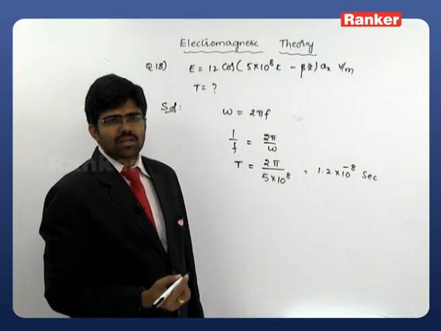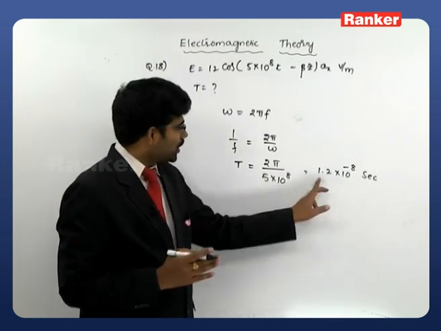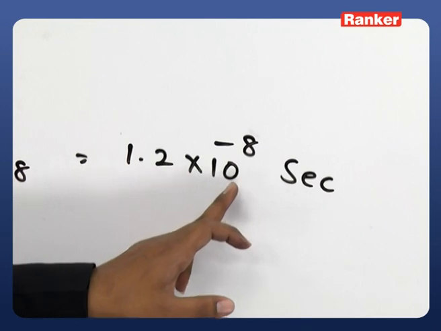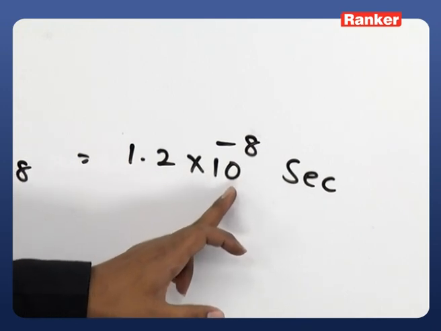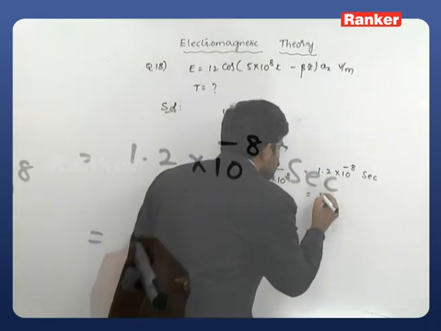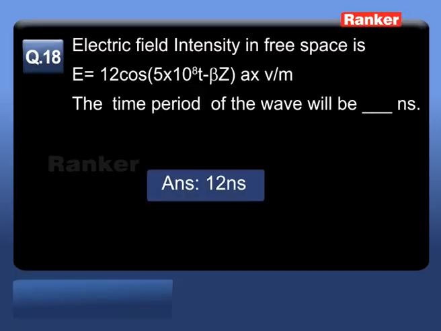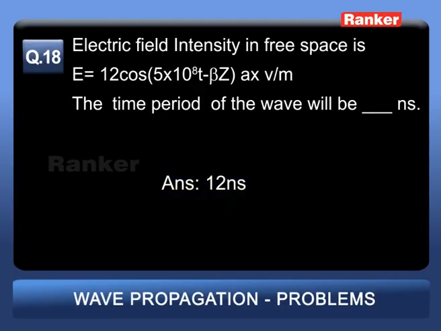So this will be the answer, but don't leave it there. Sometimes this will be given as an approximation, written in terms of nanoseconds. If you want to write this in nanoseconds, simply it will be equal to 12 nanoseconds. So this will be the answer, a very simple one. Interpretation of data, nothing more than that. So this is a simple solution.